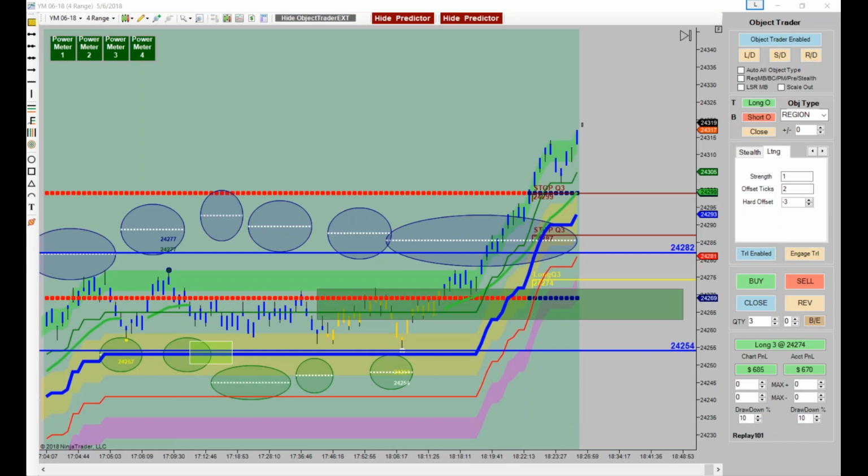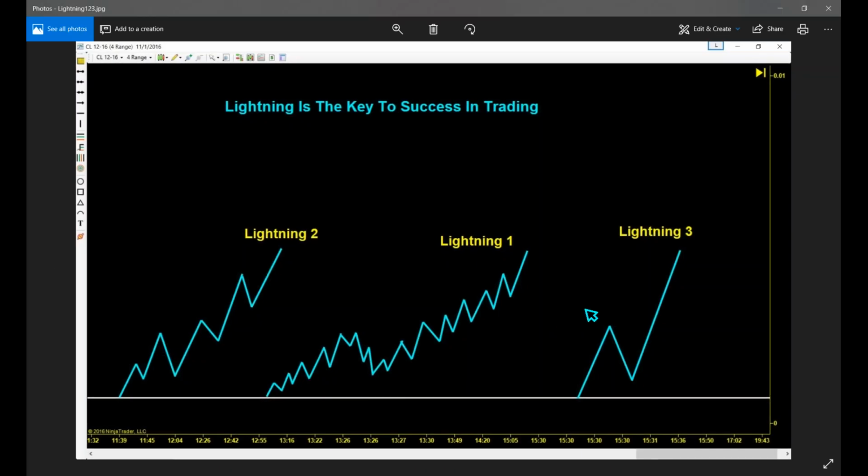Lightning, you have a lightning 1, you have lightning 2, and you have lightning 3. Now, lightning 3 is your larger swings. It's based on a 4 range with a 15 swing strength. That doesn't mean you have to have 15 bars straight up or anything like that. Our algorithm will actually catch the swings earlier than the 15. The lightning 1 is just simply following 4 range bars. If they go up and down, and up and down, it just follows the 4 range bars.